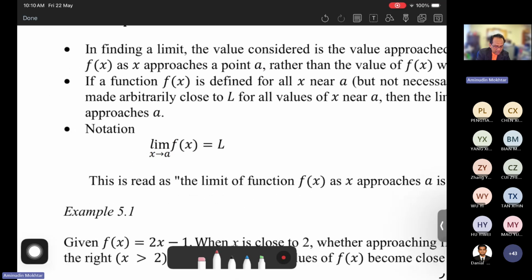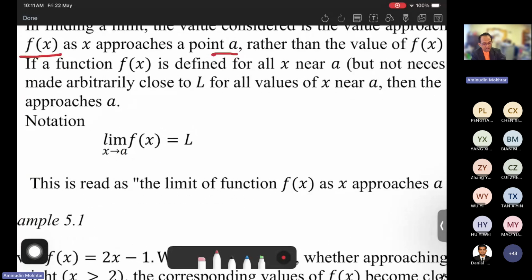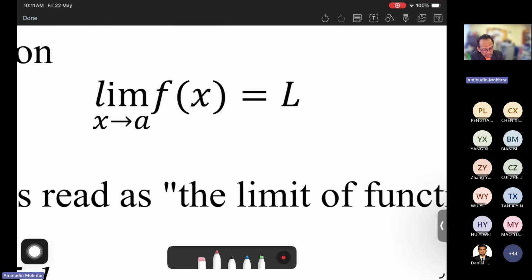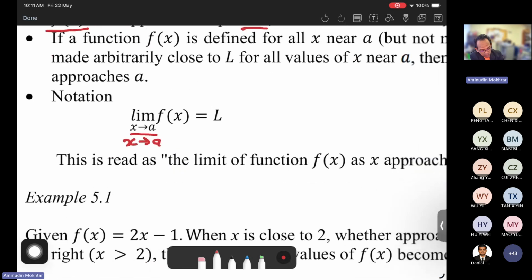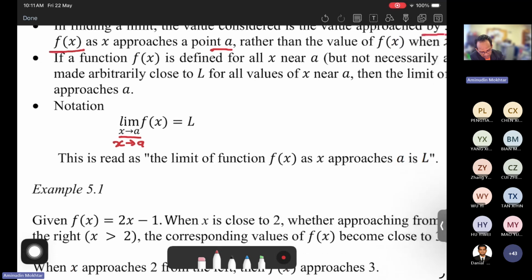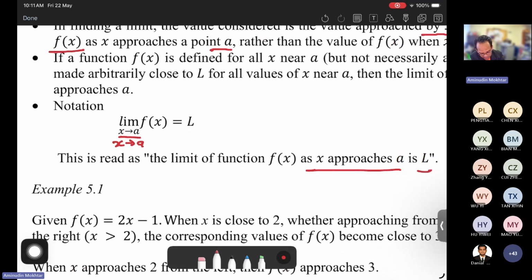Okay, in mathematics, we have this notation or this equation. We have lim. Lim is a short form of limit. The limit of f(x) when x approach A. This sign, x approach A, x menghampiri A, A is one number. The limit is equal to L. L is the value of limit. So this notation can be read as the limit of function f(x) as x approach A is L.